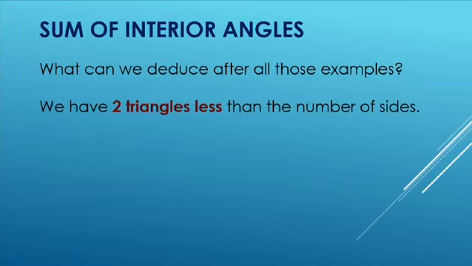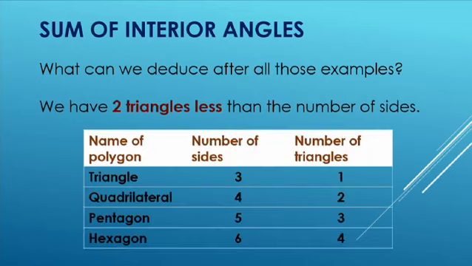Right. What can we deduce? You're not going to draw triangles each time, right? Well, we can see that we have 2 triangles less than the number of sides. Okay? So if we have a triangle, number of sides is 3, and the number of triangles is 1. A quadrilateral, number of sides, 4, that's what we have seen, number of triangles is 2. Pentagon, number of sides, 5, number of triangles, 3. Hexagon, number of sides, 6, and number of triangles, 4.